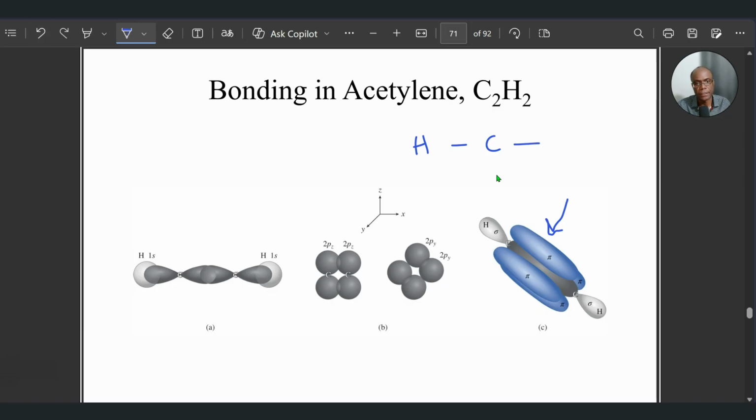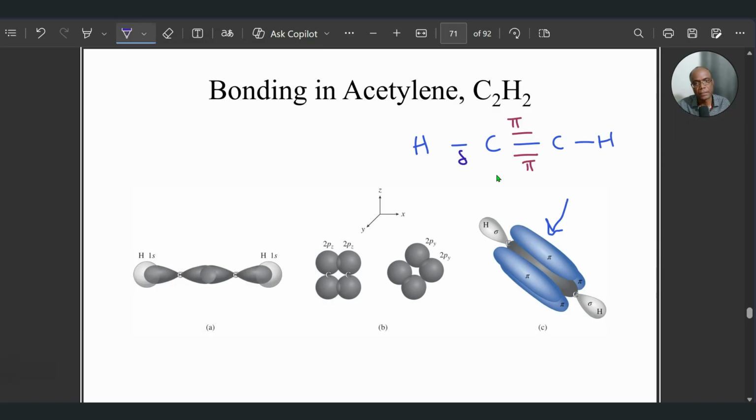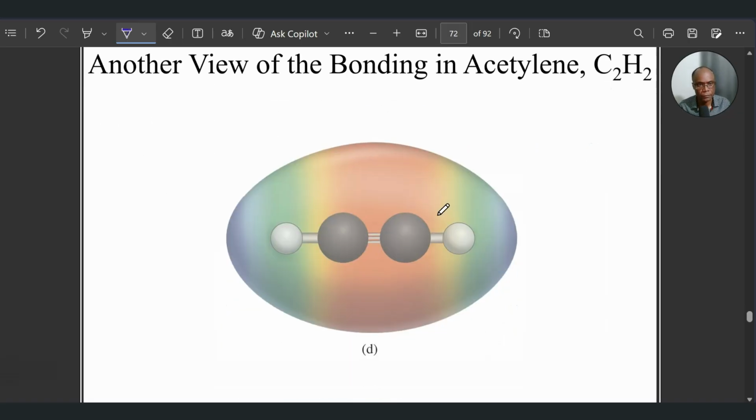Let me do it this way. So you have 3 sigma bonds and you have 2 pi bonds. That's a pi, that's a pi, and then this is sigma, sigma, sigma. I think I've explained how all those sigmas and pi's are found.